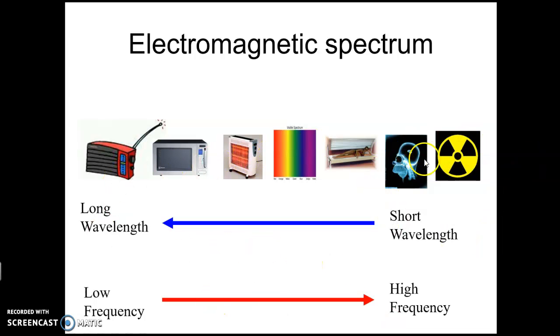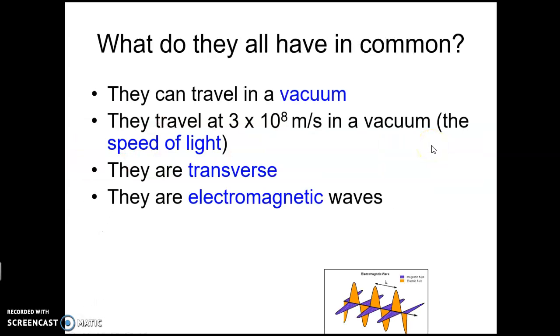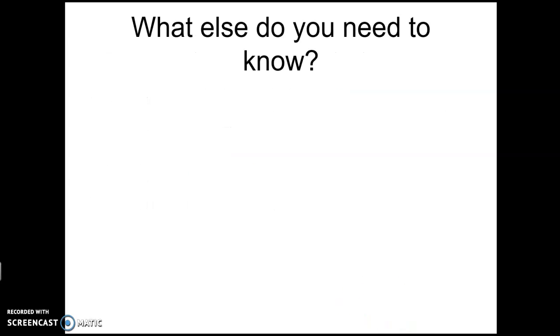You need to know that these are short waves, these are long waves, these are low frequency, these are high frequency. You also need to know that they can travel in a vacuum. You need to know the speed. This is a number you need to learn. 3 times 10 to the 8 meters per second. That's 3 followed by 8 zeros meters per second. They're transverse waves. And of course, they're electromagnetic waves. They're made from oscillating electromagnetic waves.